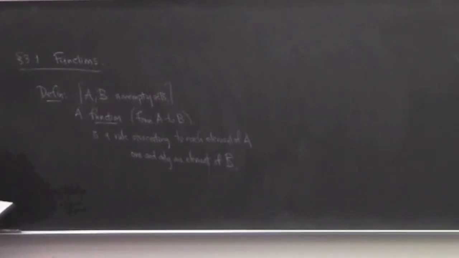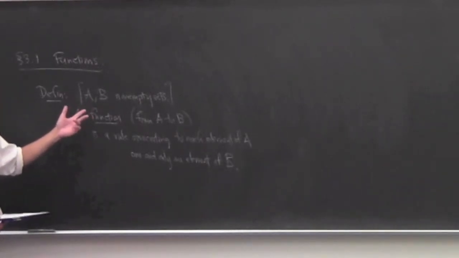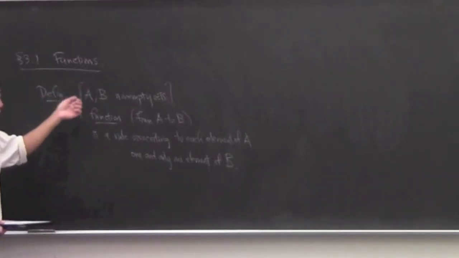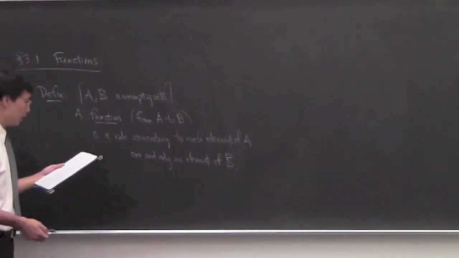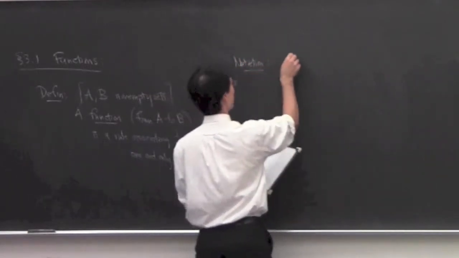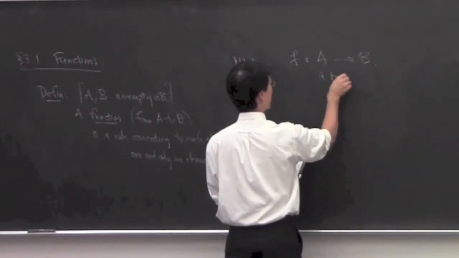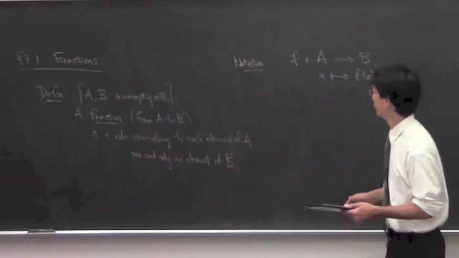So it's a rule associating, for every element in A, one and only one element of B. It doesn't associate two elements of B to it, and it doesn't associate sometimes one. It associates in a well-defined manner. The standard notation is like this: you've got some function f from A to B, taking a to f of a. This is the long-handed form of how one writes functions.